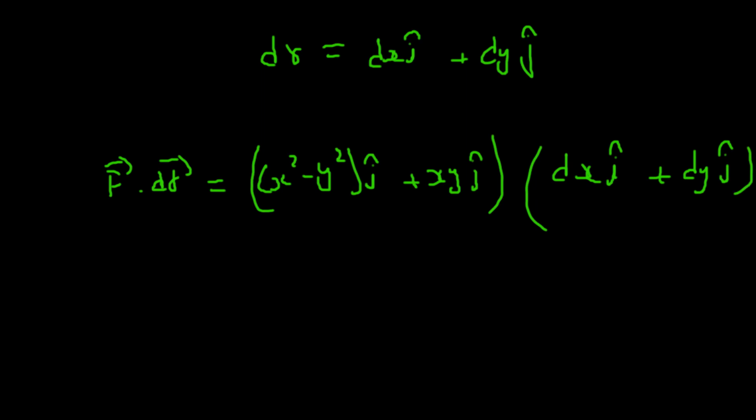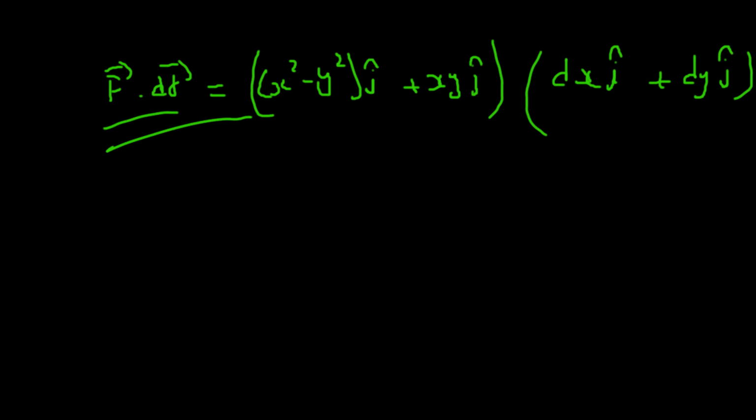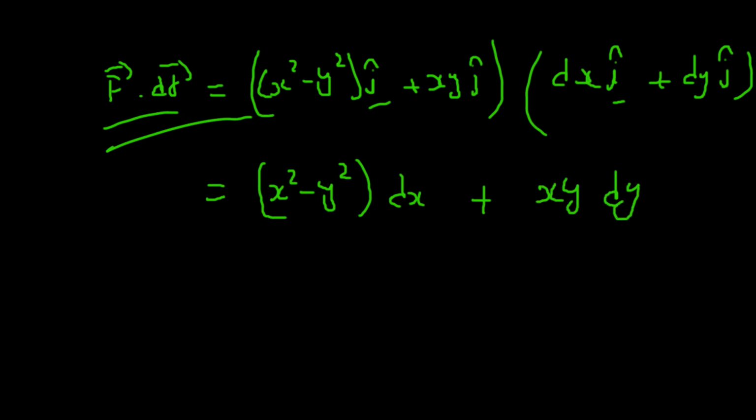We have put all the values. Now let's just solve the question. On solving, we're going to multiply i with i, j with j. So when we multiply i with i, we get (x square minus y square) into dx. At the same time, we get xy into dy.